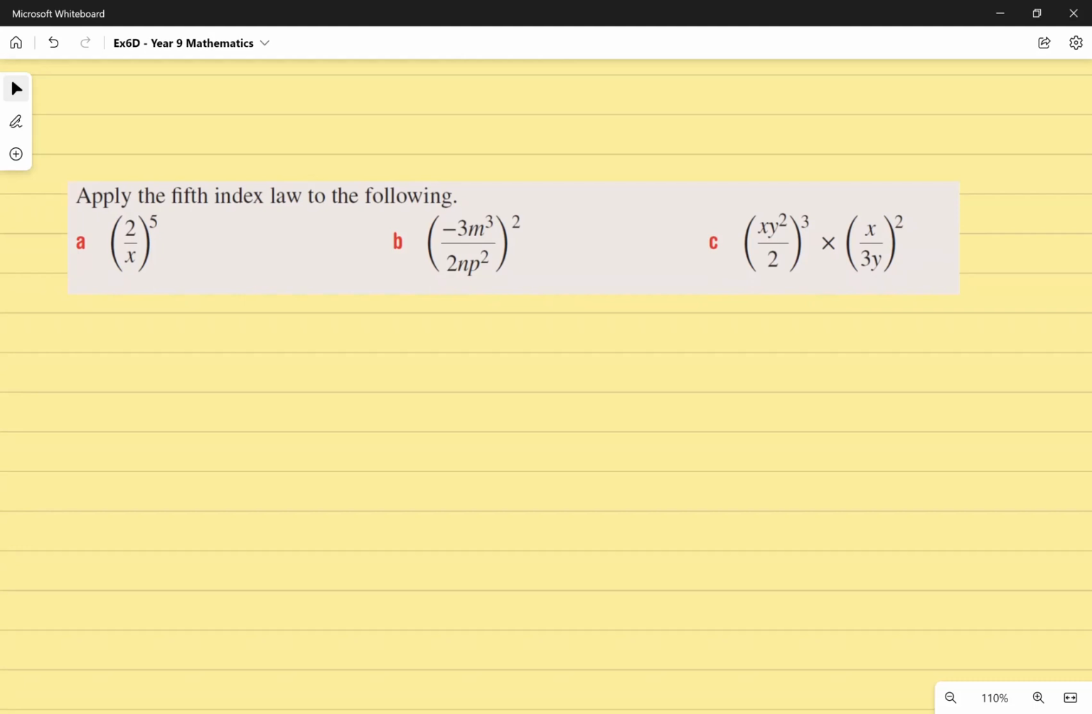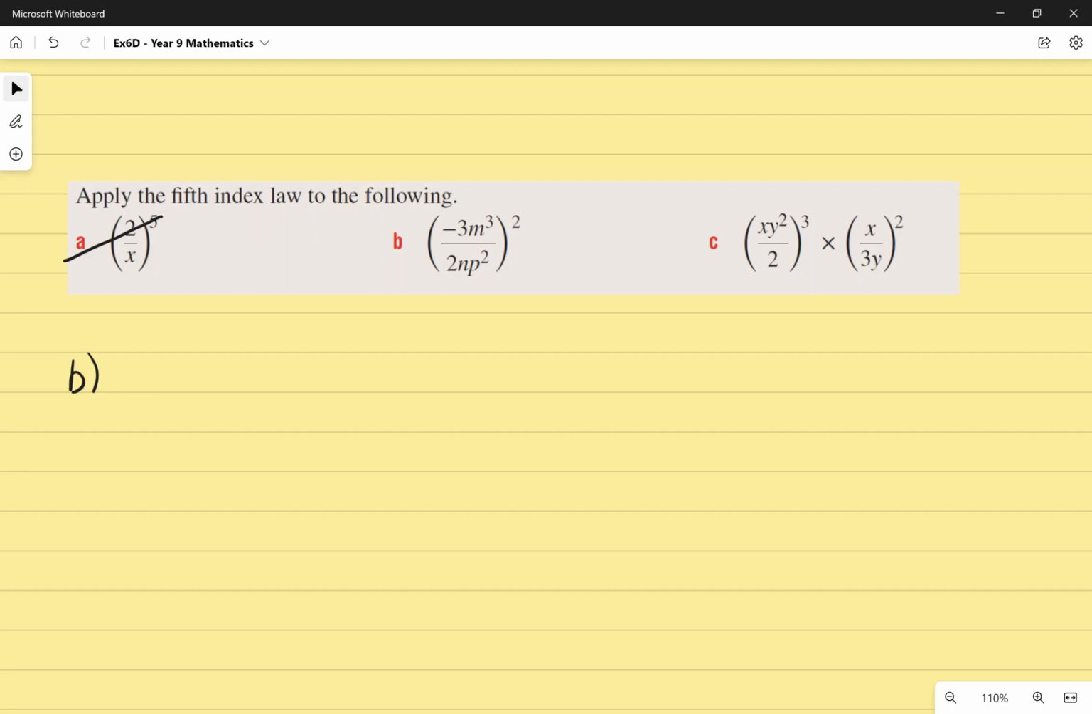So remembering that the fifth index law, we might not go through all of these examples. I'd just like to go through examples B and C because I feel like they're a little bit different from what we've seen so far. So example B, so we won't do this example. You can do that on your own if you feel like it, otherwise I'll leave it there.